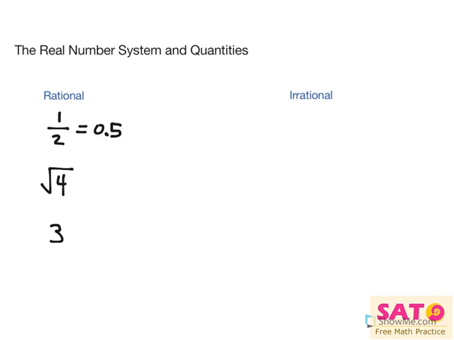half. And the square root of 4 is simply 2, and we know that from our math knowledge. And that is a rational number because it can be expressed as a ratio of an integer, or let's say a number, pretty much. And 3 is also an integer, which means it is also rational.